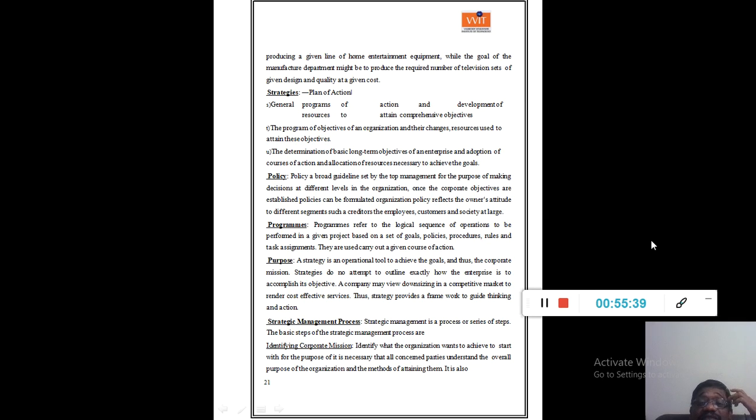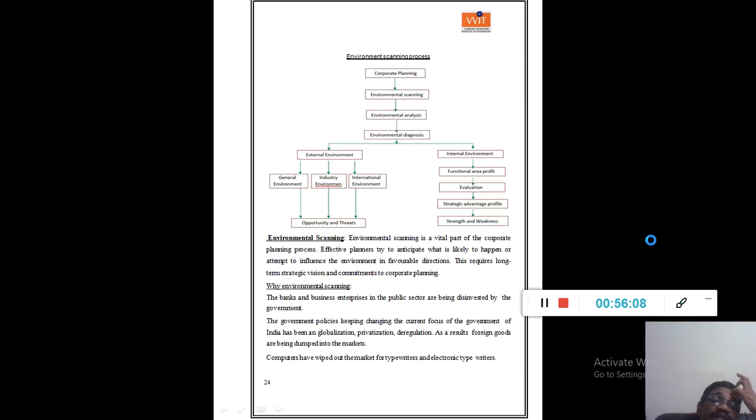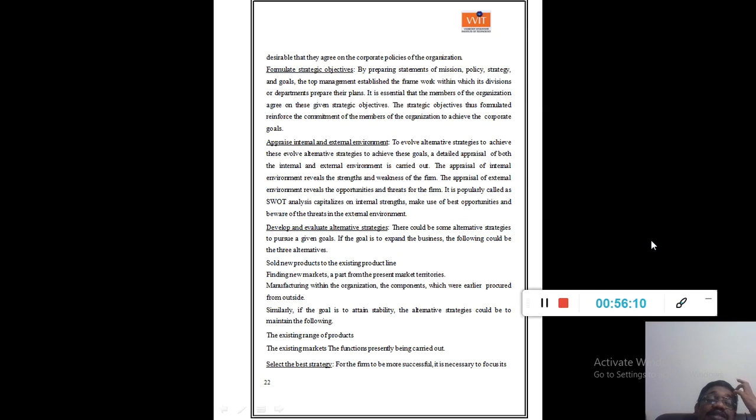What is the first activity or operation? What is the second operation? What is the logical sequence of operations in a given project? Purpose. A strategy is an operational tool to achieve the goals. Strategies do not attempt to outline exactly how the enterprise is to accomplish its objective. So strategic management process: identifying corporate mission, formulate the strategic objectives. By preparing statements of mission, you see policy, strategy, and goals.